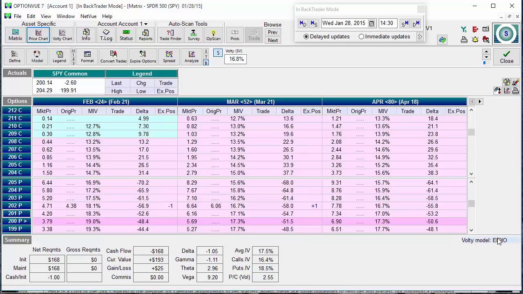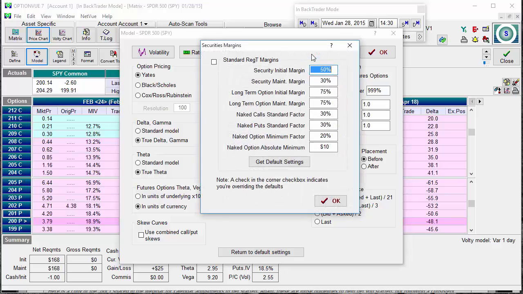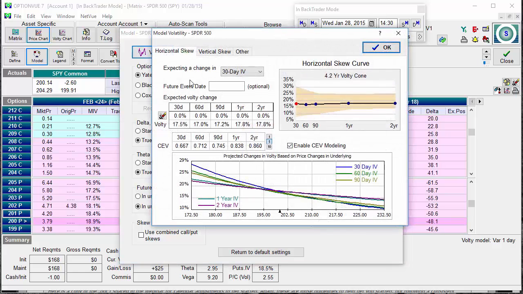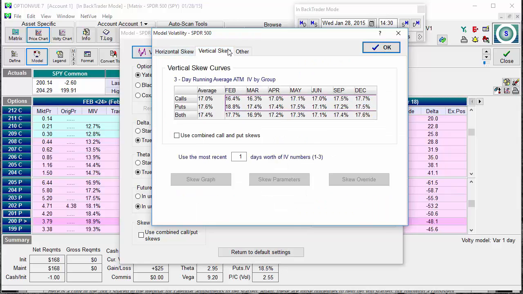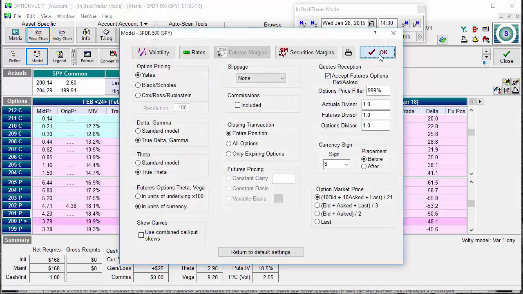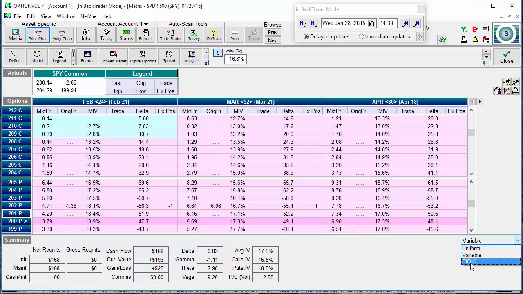And what I just did there is I changed one of the settings from variable 1 day, meaning it uses these calculations, not those. It uses, where are we at here? These calculations in here, all right, on my vertical skews. It uses the implied volatilities. It uses these variable models, and it changed it to every individual option on its own. And that mirrors Thinkorswim settings a lot more closely.